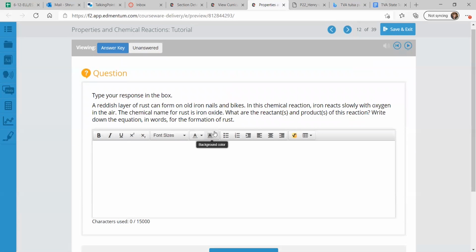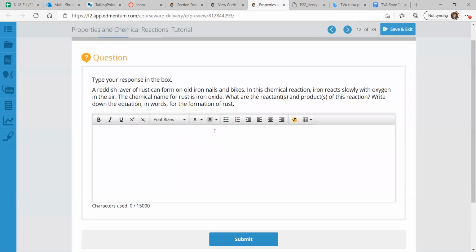All right, testing your understanding. A reddish layer of rust can form on old iron nails and bikes. In this chemical reaction, iron reacts slowly with oxygen in the air. The chemical name for rust is iron oxide. What are the reactants and products of this reaction? Write down the equation in words for the formation of rust.